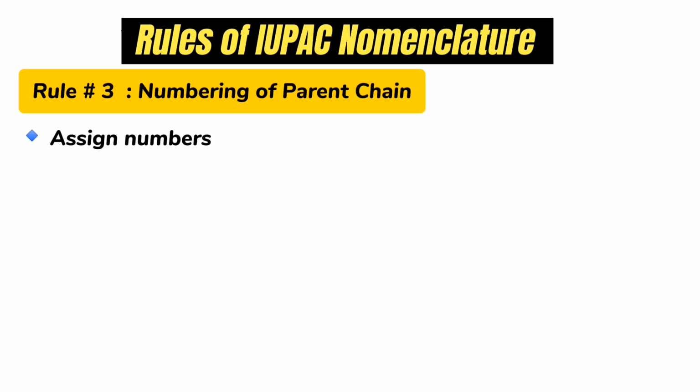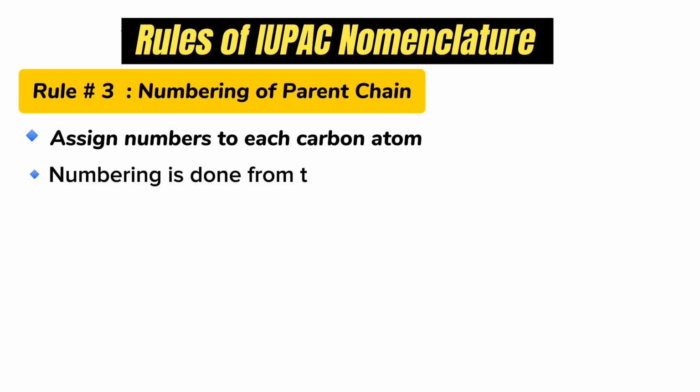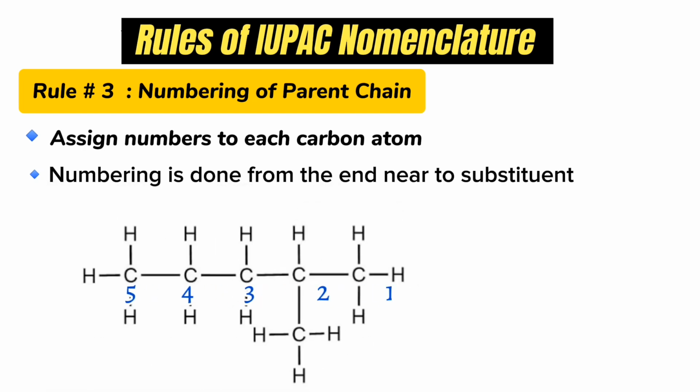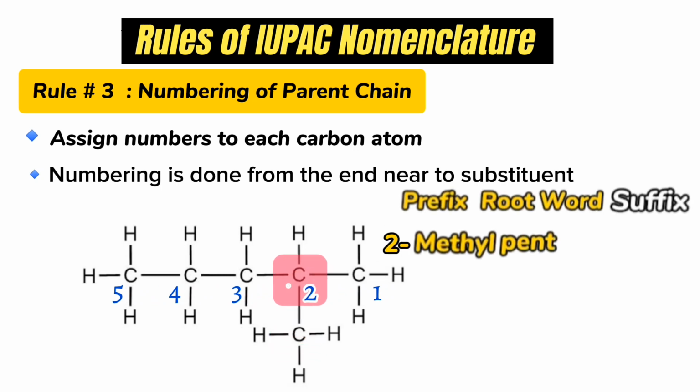Rule number 3. Assign numbers to each carbon atom in the parent chain. Numbering is done from the end which is near the substituent. The number of the carbon atom to which the substituent is attached is written with the prefix. For example, in this compound, methyl is attached to carbon number 2, so we write 2 before methyl. Double bond will get the priority if it comes in the parent chain.